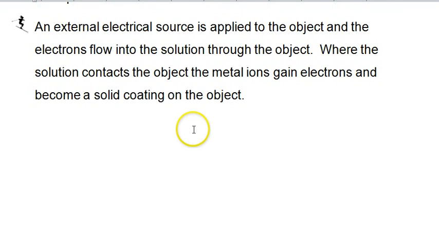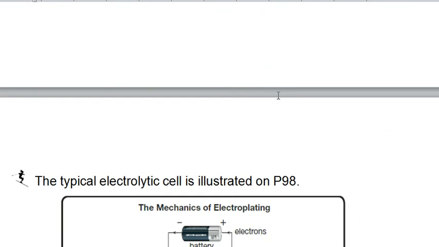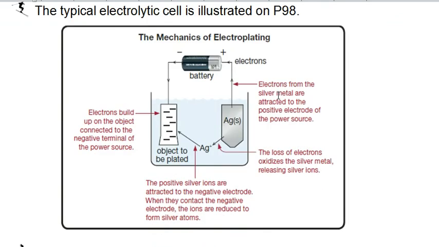Wherever the solution contacts the object, the metal ions gain electrons, become solid, and coat the object. Your standard cell looks like this. You have DC, and by the way, a battery is DC, direct current, because there's no fluctuation in direction. But we can also have converters or inverters that will convert AC to DC for these purposes as well.